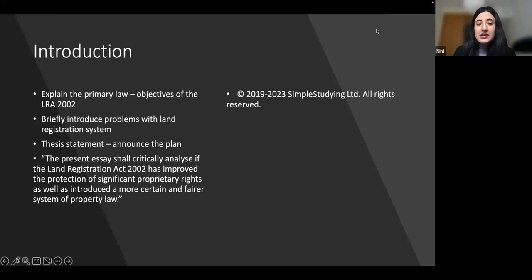So the thesis statement should be announcing the plan of what you're going to argue in this essay. It has to use the same vocabulary as the essay question itself, sometimes even repeating parts of the essay question, because you have to make sure that the thesis statement matches the question asked, because you have to answer the question asked.